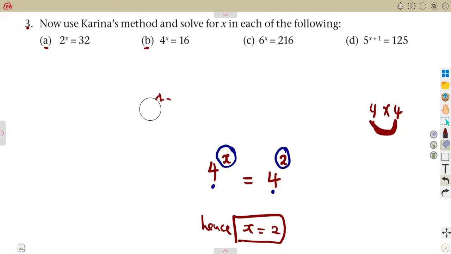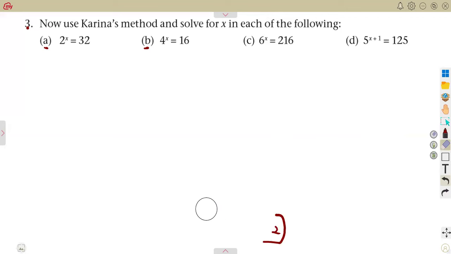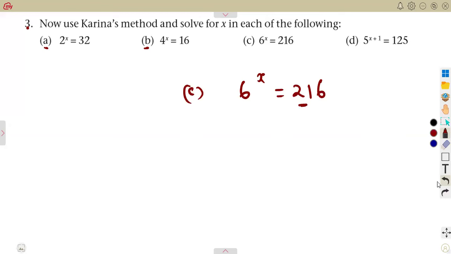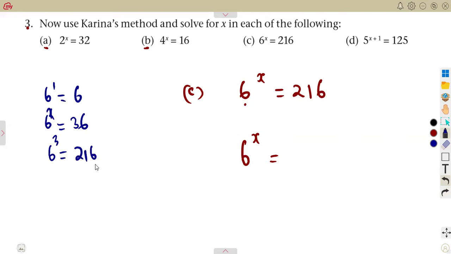Same concept that we are seeing on our question C. Can we write these in the same bases? That is the question. 6 to the exponent of x is equal to 216. Can we write 216 in the base of 6? Yes, that is possible. You can even try on your calculator. 6 to the exponent of 1, you get a 6. To the exponent of 2, you get 36. To the exponent of 3, you obtain 216. So 216 can be written in the base of 6 as 6 to the exponent of 3.